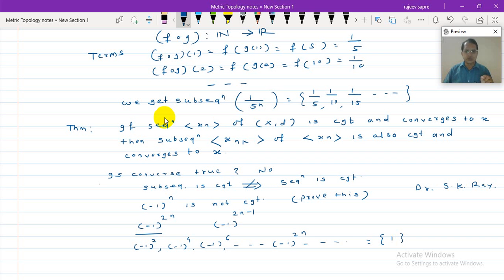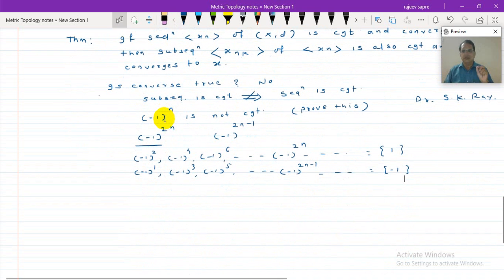Same story for -1 raised to 2n minus 1. When you put n as 1, 2n minus 1 is 1. So it will be -1 raised to 1, then -1 raised to 3, then -1 raised to 5, and so on, then -1 raised to 2n minus 1. This is just the term -1, and this is also a constant sequence. So what has happened? We have considered two subsequences of a sequence which is not convergent. -1 raised to n is not convergent, but these two are subsequences of this sequence, and they are convergent.